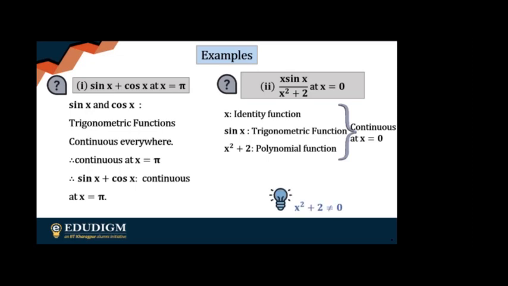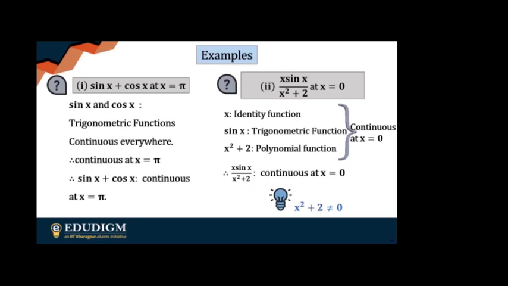Now this is very, very important. Whenever you're taking the quotient, it's an important topic of discussion that the denominator should be non-zero. At x equals 0, it's obviously non-zero. So we have taken the product of x and sin x, along with a quotient with x square plus 2. This is how you can apply the algebra of continuous functions.